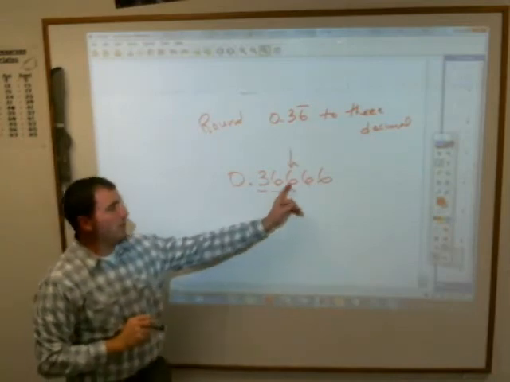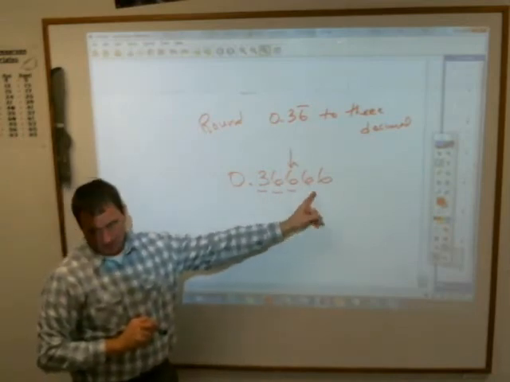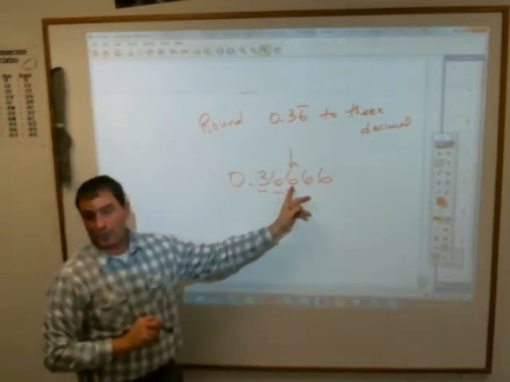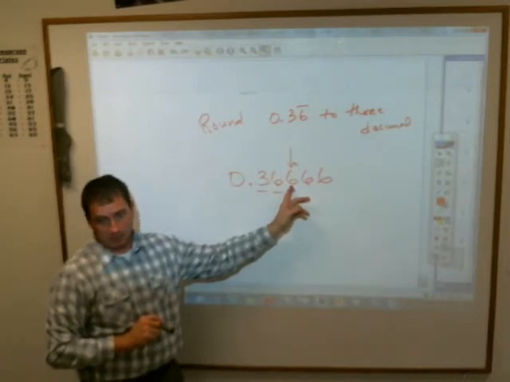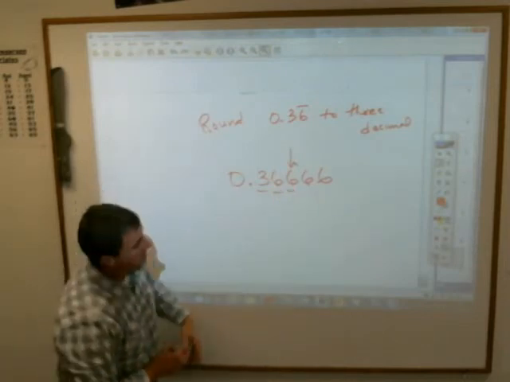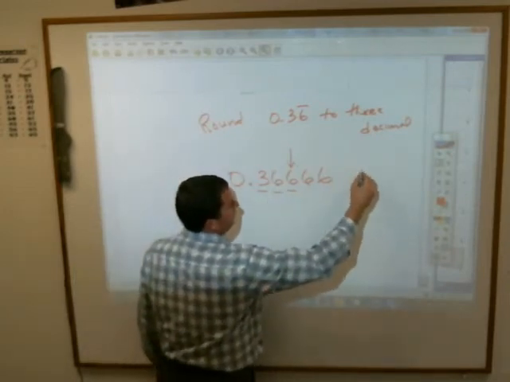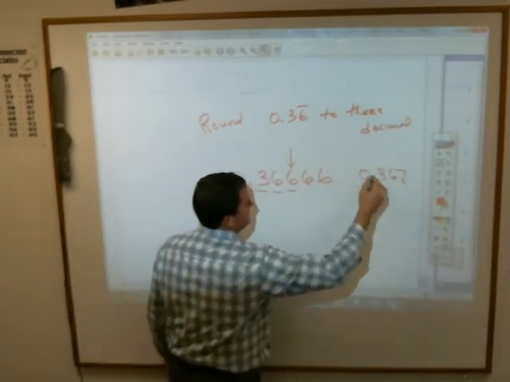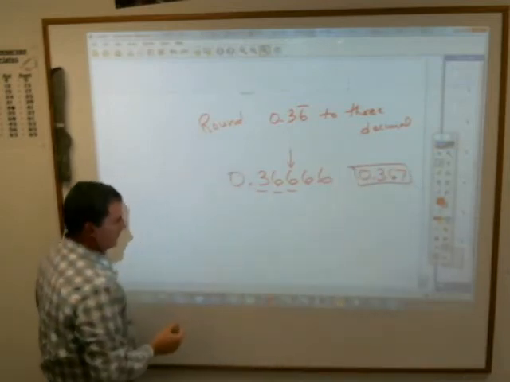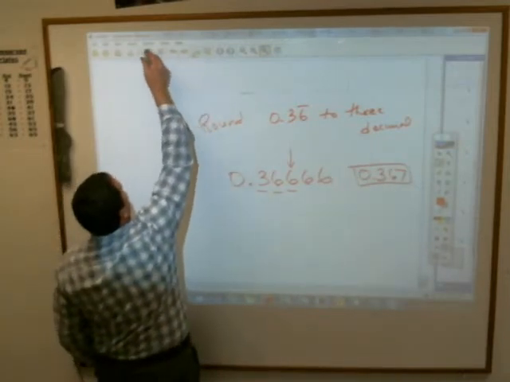But in order to round this number, you need to know what the next number is, because it's either going to stay a 6 or go up to a 7. In this case, it's going to do what, Corinne? Right, so to 3 decimal places, this is going to be 0.367.